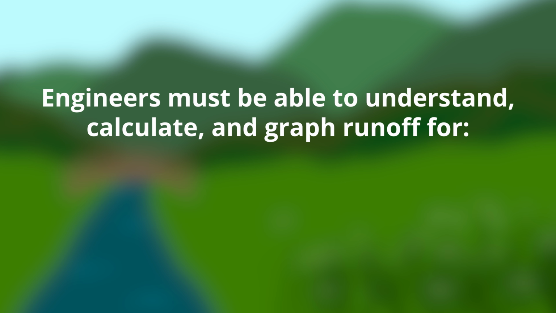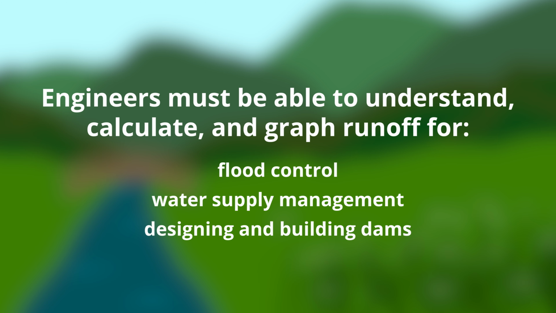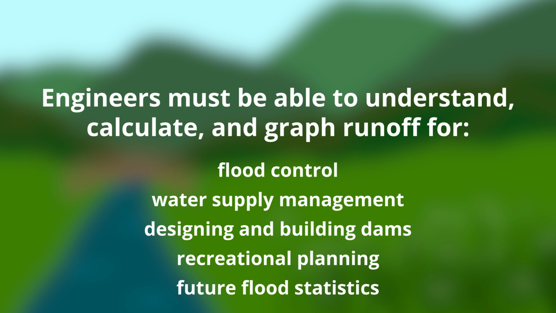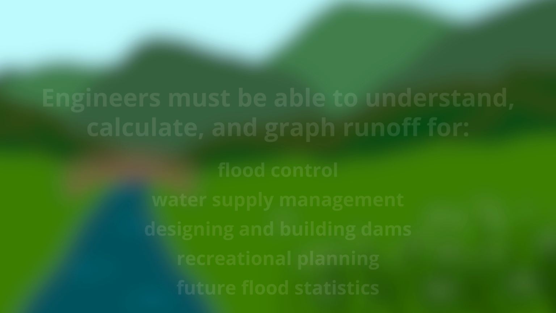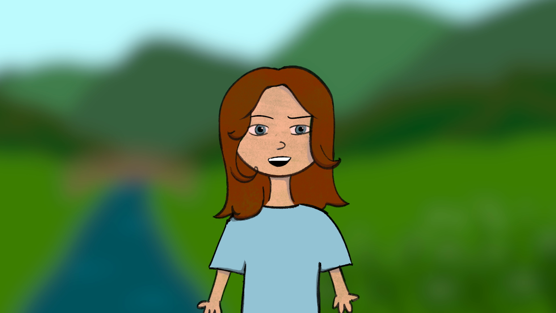Engineers must be able to understand, calculate, and graph runoff for all sorts of reasons. Flood control, water supply management, designing and building dams, recreational planning like golf courses or beach clubs, and statistics concerning future flood scenarios are key skills for civil engineers involved in modeling hydrological processes and studying water resource management. Anytime a neighborhood, road, or building is constructed, engineers must assess how rainfall and runoff will move through the surrounding area. If a community wants a new soccer field, engineers must use hydrological data to find the best place to put it. When a hurricane is expected to hit a seaside town, engineers can assess how much damage there will be and how much money and resources the town may need to rebuild.